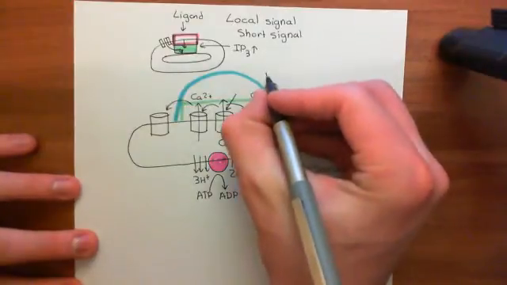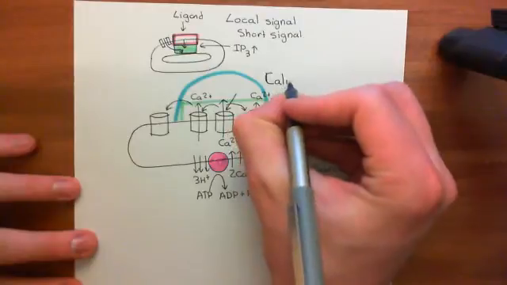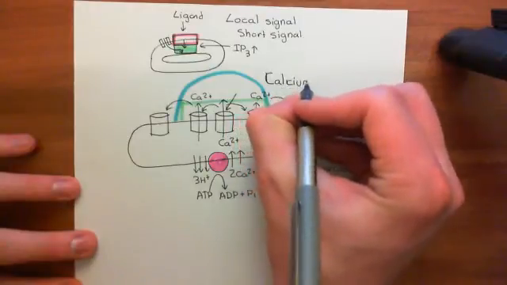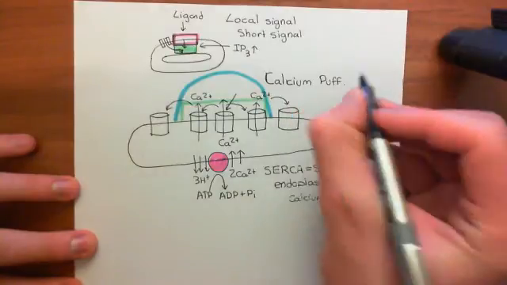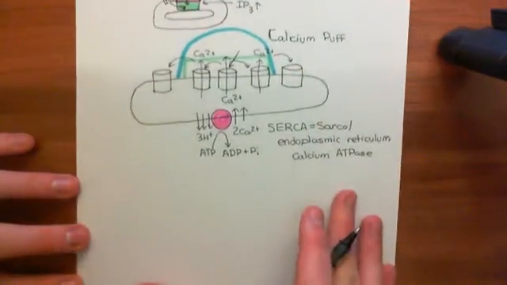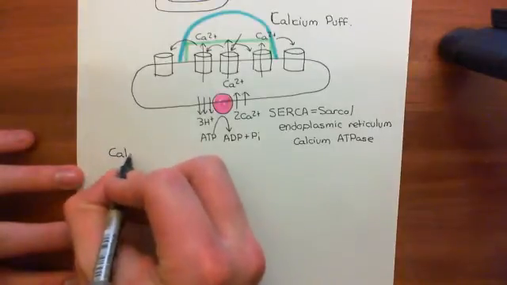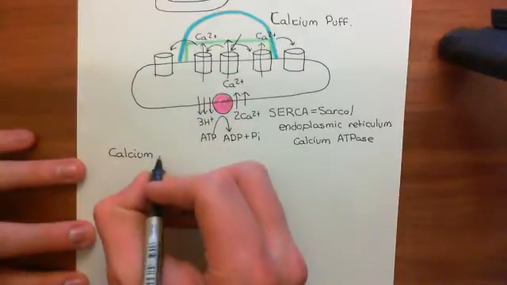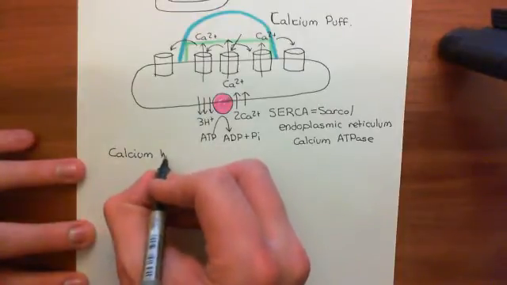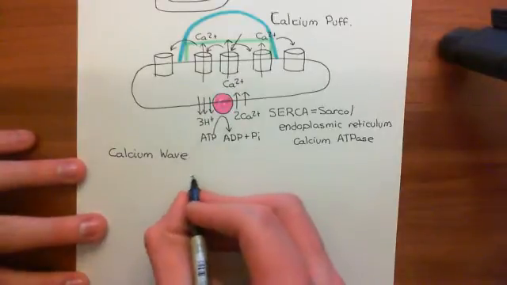So this local signal in calcium that you get, which happens for a short period of time, is known as a calcium puff. We're going to now contrast that to another type of calcium signal that can be generated, which is called a calcium wave. This results from a global stimulation of the cell by that ligand, and generally global signals are also prolonged signals.